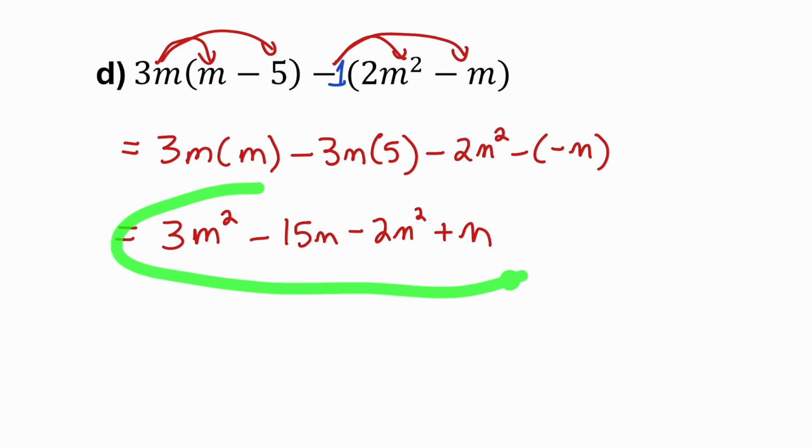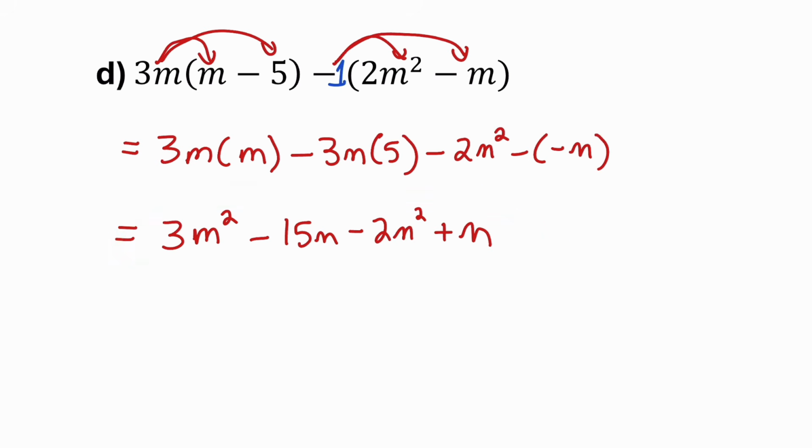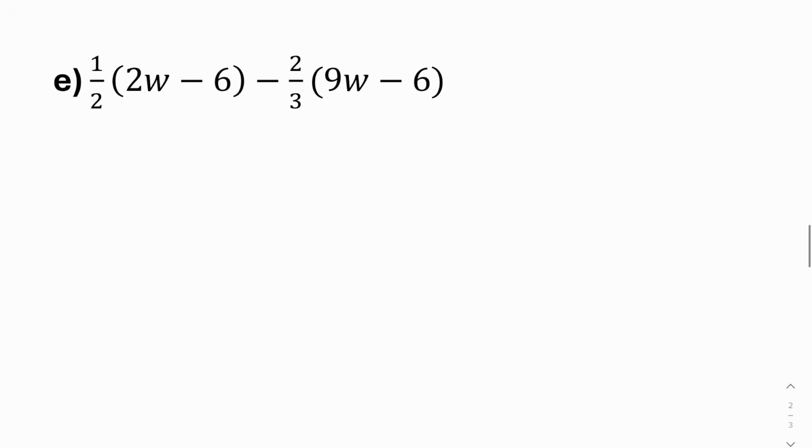And we could simplify this further by collecting our like terms. I have a 3m squared and a negative 2m squared. Those have the same variables with the same exponents, so I can collect them together by subtracting their coefficients. 3 minus 2 is 1, and keep the variable part the same, m squared. And then I also have this negative 15m and the positive 1m. Negative 15m plus 1m is negative 14m. So there's my final answer, but I don't need to write this coefficient of 1. And now moving on to part E.